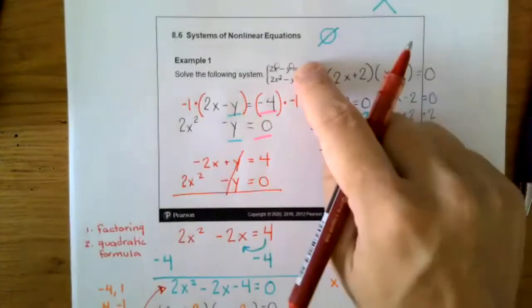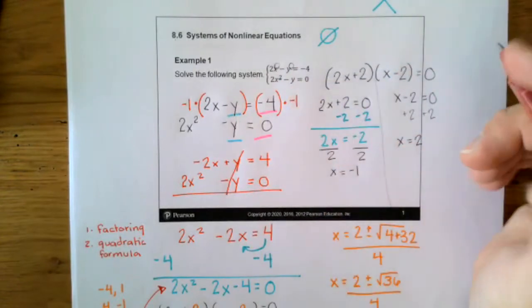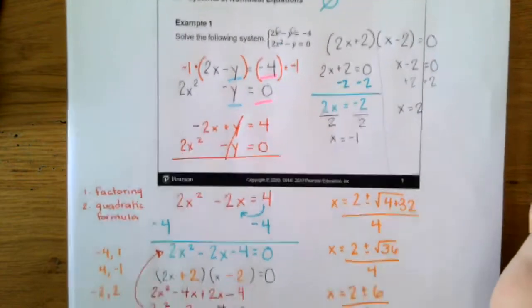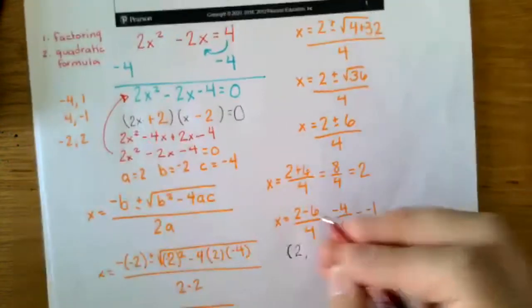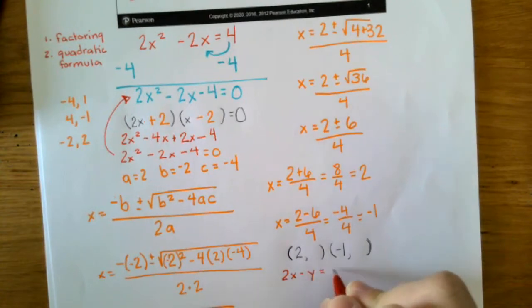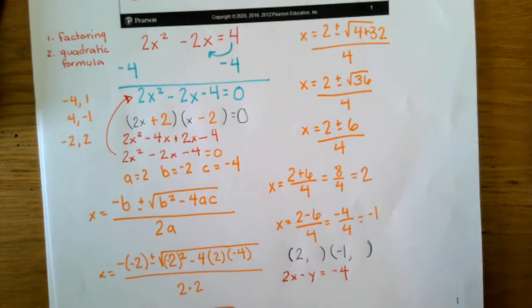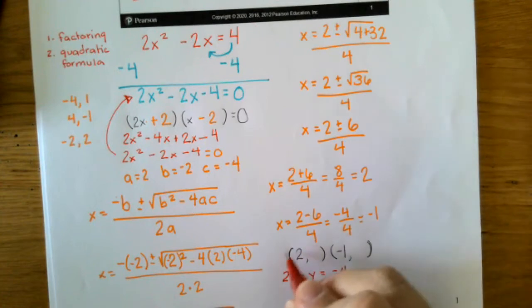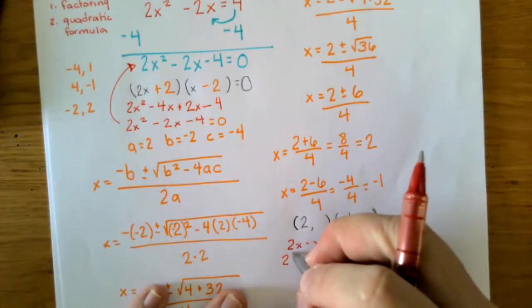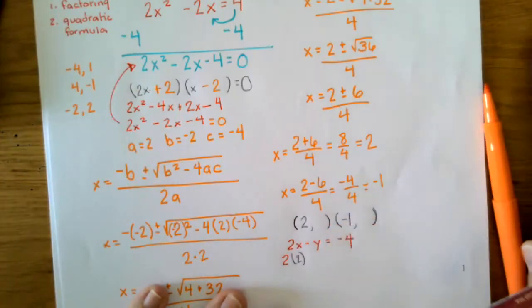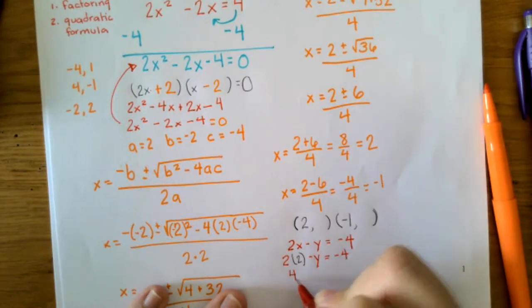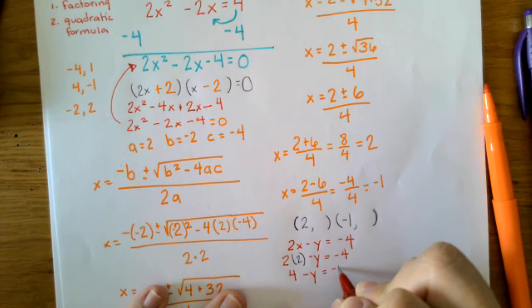You can use either of your systems. I'm going to use the system without the exponent 2 because I think it's easier, okay? So that equation is 2x minus y equals negative 4. And I'll use this 2 first. So that means it's 2 times 2 minus y equals negative 4. So that's a positive 4 minus y equals negative 4.